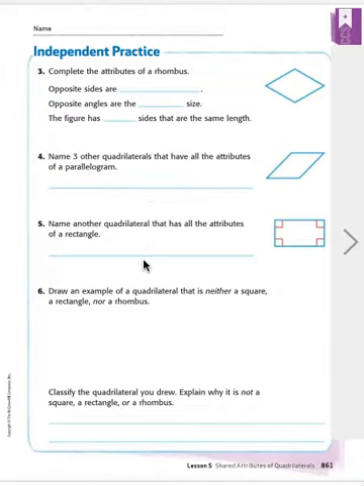All right, now here we go. For the next one, it says 5. Name another quadrilateral that has all the attributes of a rectangle. Well, what I need is a quadrilateral, a figure with 4 sides that has 4 right angles. The opposite sides are parallel.